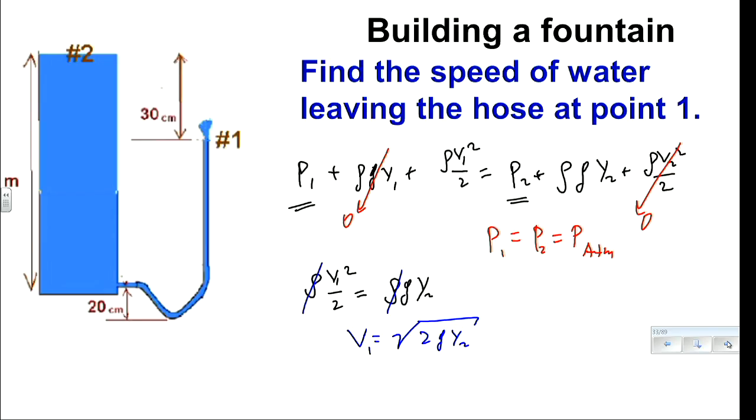And now we can calculate the number, what's it going to be. Square root of 2 times 10 times 0.3, square root of 6, right? Meters per second.